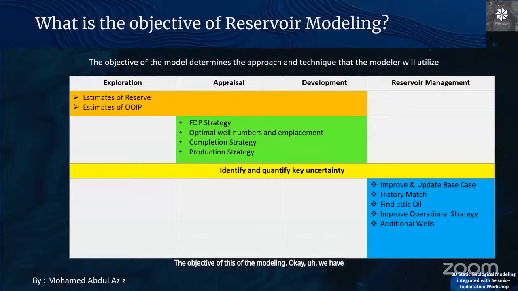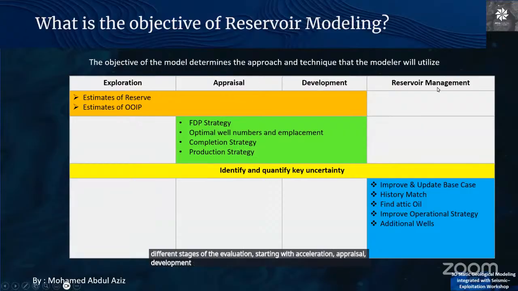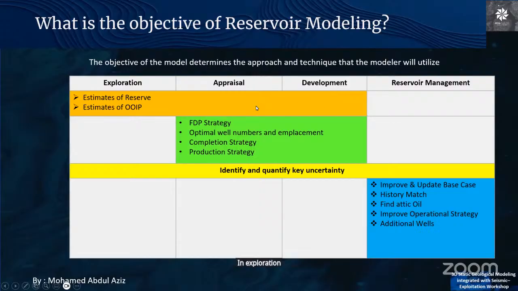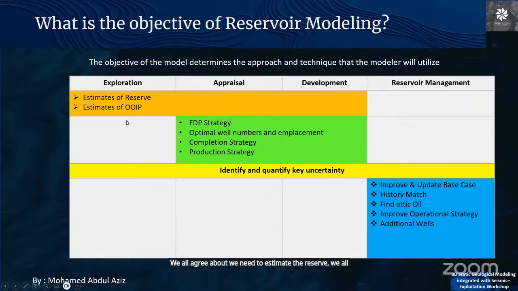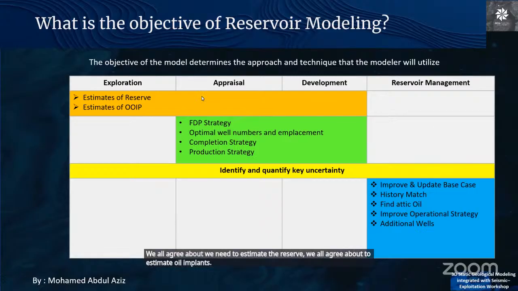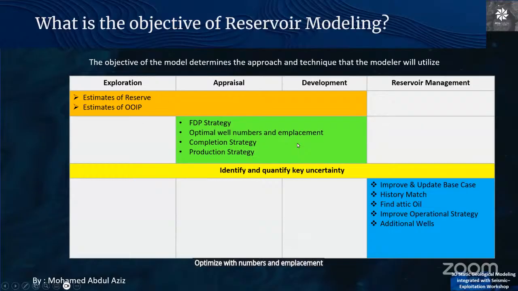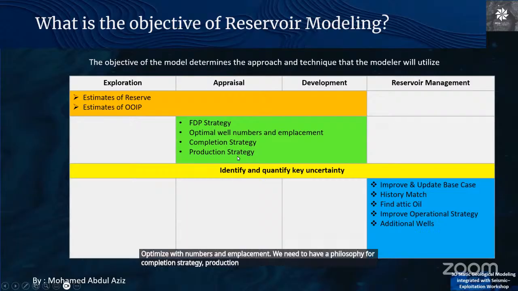We have, as I mentioned, different stages of evaluation, starting with exploration, appraisal, development, and reservoir management. In exploration, appraisal, development, we all agree this is an example of the objective. We all agree we need to estimate the reserves and the oil in place. Once we go to appraisal and development, the objectives increase, and we need to know the field development plan strategy, optimized with number and emplacement of wells. We need to have a philosophy for completion strategy, even production strategy.